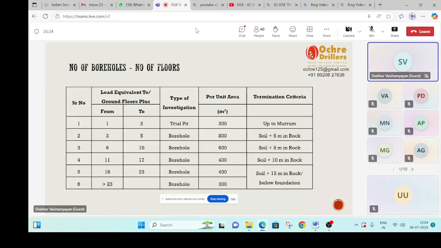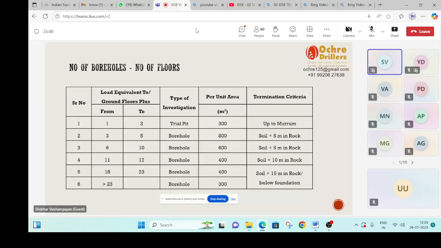Increase the number of floors from 10 to 17. The area covered by one borehole is brought down again. This basically gives you more and more confidence and more data. That's why it is required. So soil plus 10 meters. Above 17 floors, the new IS code 16700 becomes applicable and the criteria used for that is as below. From 18 to 23 floors, one borehole for every 400 meter square and soil plus 15 meters in rock below founding level. That is the criteria you should use.